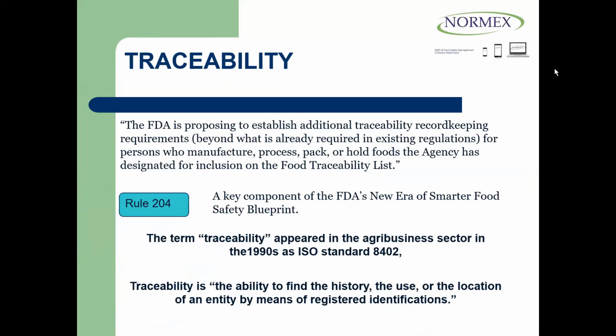Because they wanted their public health, or they wanted fewer recalls in times to come, an easy way to be able to detect those recalls if anything occurs. So the term traceability appeared in the agribusiness sector in the 1990s when ISO standards recognized it. There is the ISO 2007 Traceability Act, which gives you an architecture of how your traceability should look.